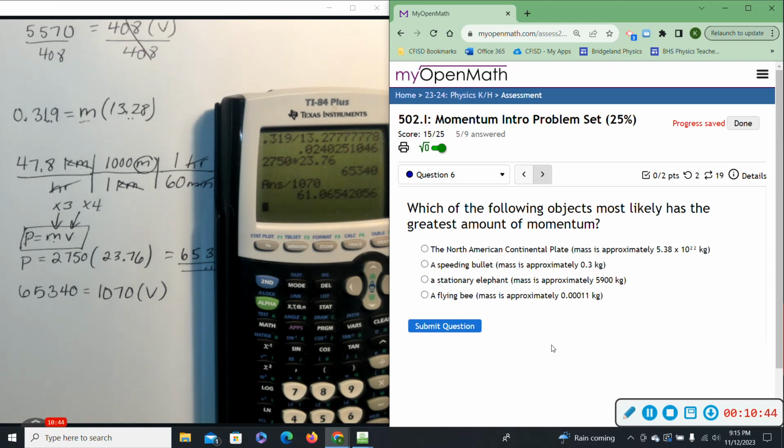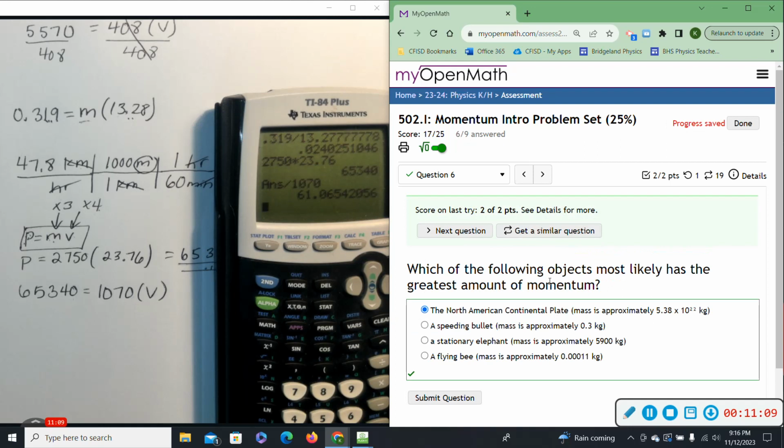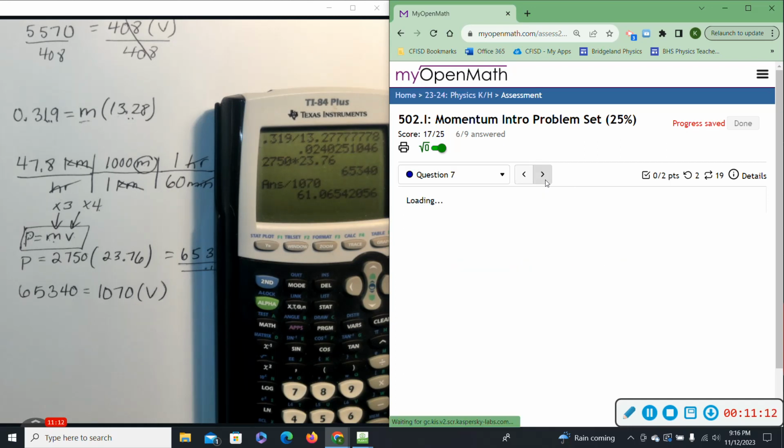But that bullet cannot go nearly fast enough to overcome this massive value that you have here. This North American continental plate has a mass so large that there's no way you'd have a bullet traveling that fast. The plate does move very slowly, but it does move, and it doesn't matter that it's very slow. This is so large that it's going to be the larger of the two values.